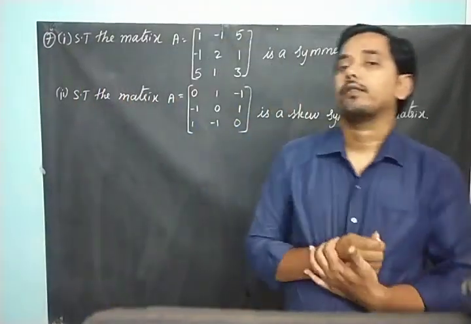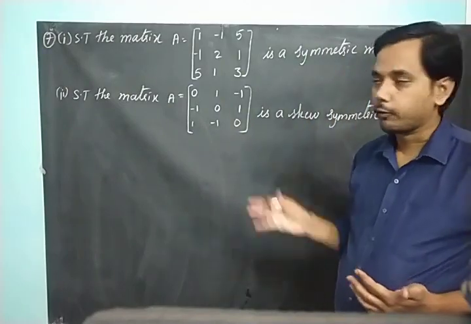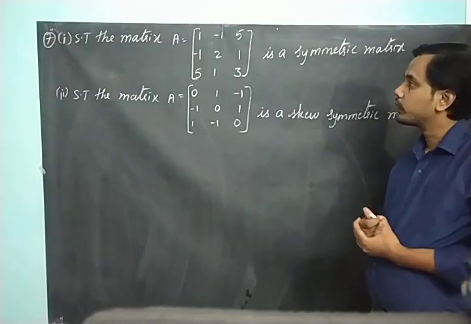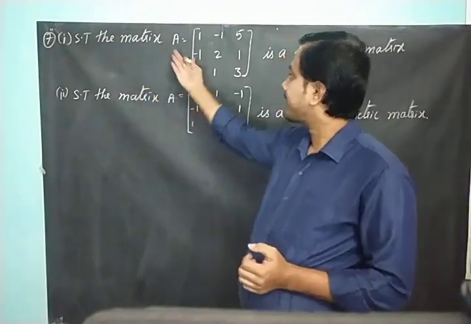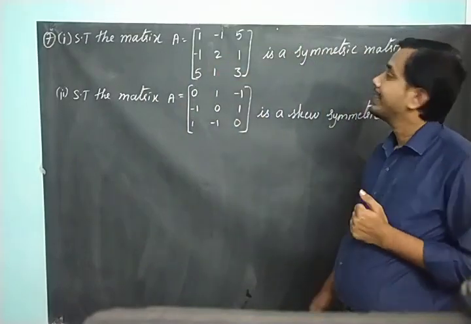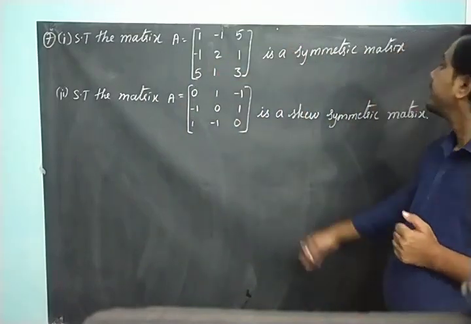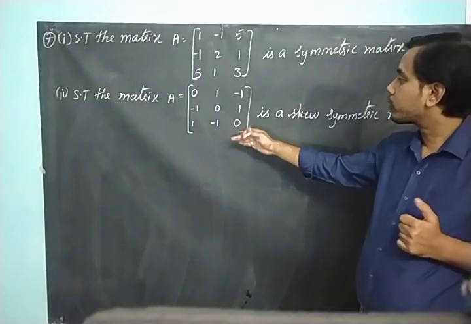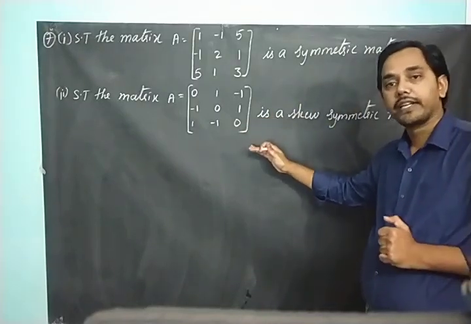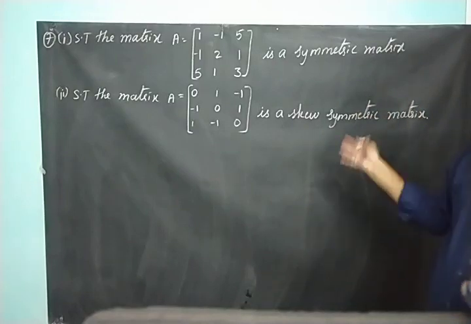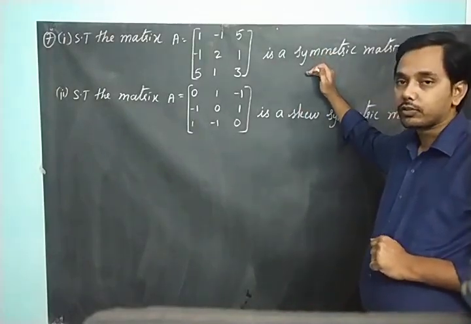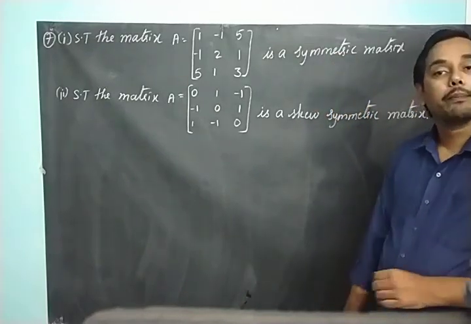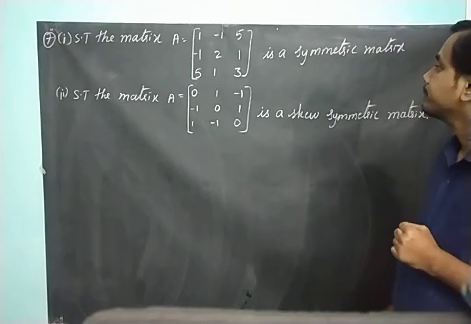So friends, I hope you have taken down the previous problem and also got the answer for that second part. So let us proceed with the next problem, that is the 7th one. What is given here? Show that the matrix A, there is a 3 cross 3 matrix given over here. We need to show that the matrix is a symmetric matrix. And in the second part also, they have given a matrix A which is also a 3 cross 3 matrix. We should prove it as a skew symmetric matrix. In the first one, a 3 cross 3 matrix should be proven as symmetric, and in the second one, a 3 cross 3 matrix should be proven as skew symmetric.